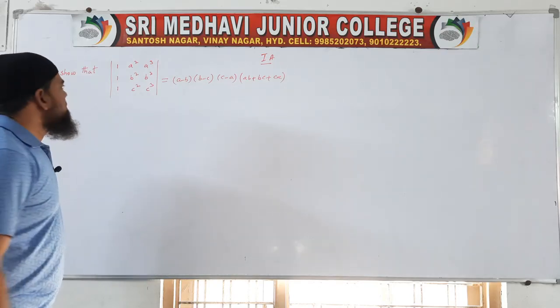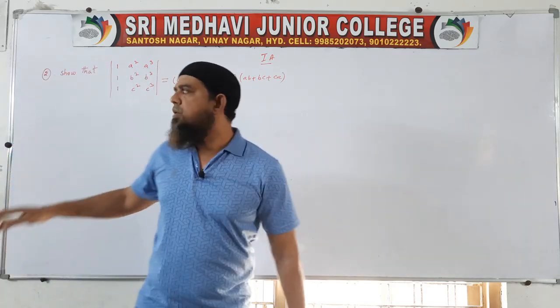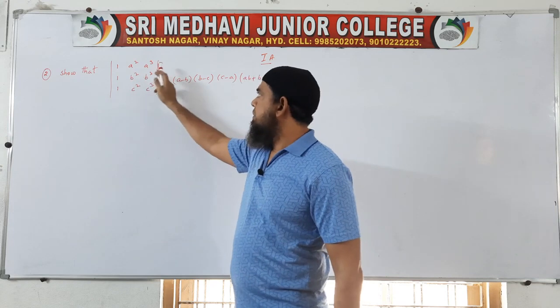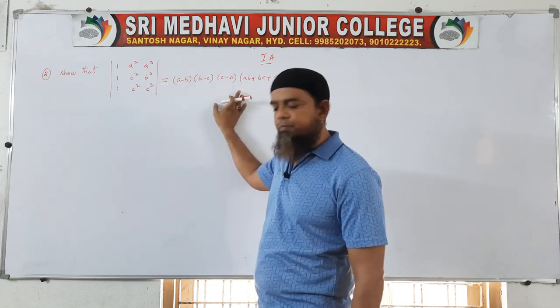See on the board, children. This is the second problem in your paper. Show that the determinant with rows 1, a square, a cube; 1, b square, b cube; 1, c square, c cube is equal to, we have to show like this answer. Very simple.